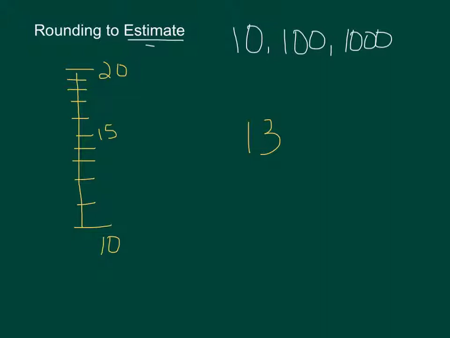So there's our number line. So let's look. Where did 13 fall in relation to this? So 10, 11, 12, 13. So we see that 13 is right here. And again, we ask ourselves, is that closer to 20 or closer to 10? Well, as we look, we can see that it's closer to 10. So 13 rounds to 10.